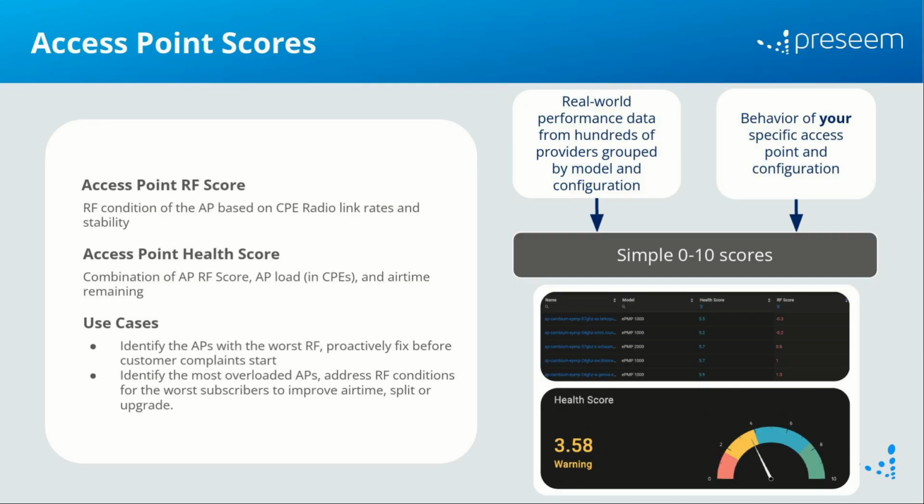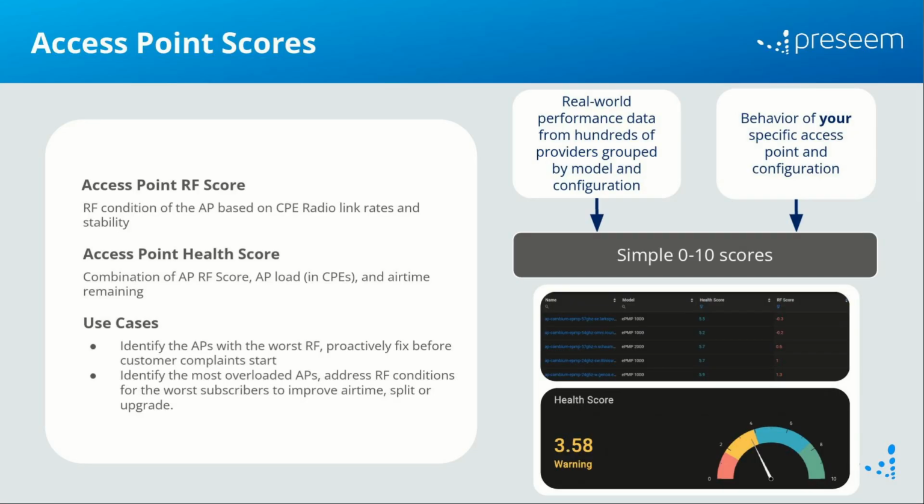So that lets you tell, okay, well, when I'm down to 50% airtime remaining across an entire day averaged out, then that's pretty critically low. There are going to be times of the day where I absolutely will have more demand than supply. So we give you those same scores so you can see exactly how this is affecting the overall access point health.